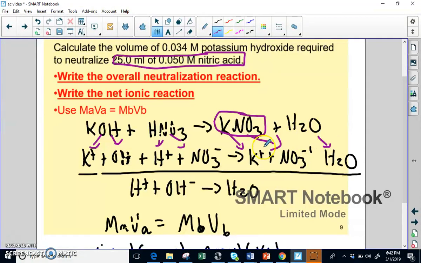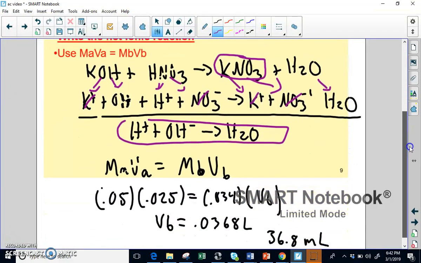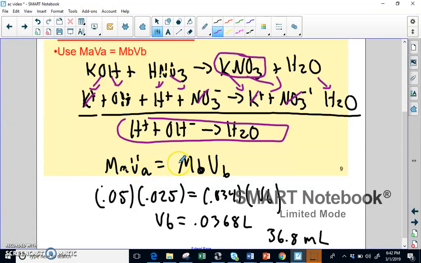And if you remember, what we do is we cross out what's common. So the potassium ions are common, and the nitrate ions are common. And we're left with what we have down here, which is H+ plus OH⁻ produces water. And again, this net ionic is true whenever you mix any strong acid and strong base. So now we're going to use the equation, MAVA equals MBVB, to calculate the volume of this that you need to complete the neutralization.